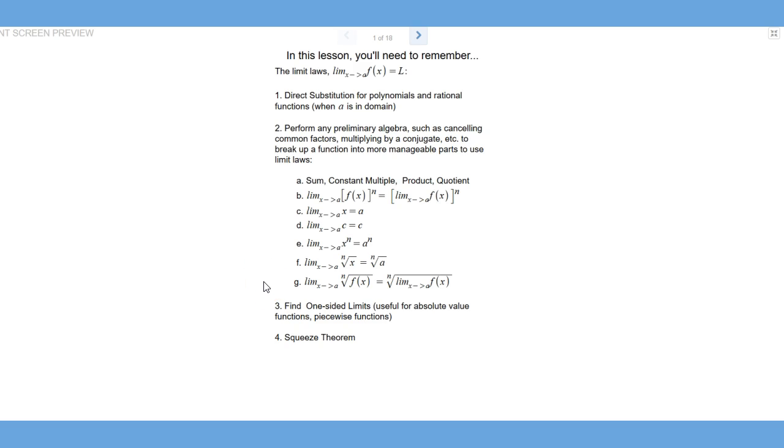Hello, and welcome to section 4.4, L'Hopital's rule and indeterminate forms. In this section, we're going to go back to limits again, and we're going to look at a rule that we can use that involves differentiating to find limits.